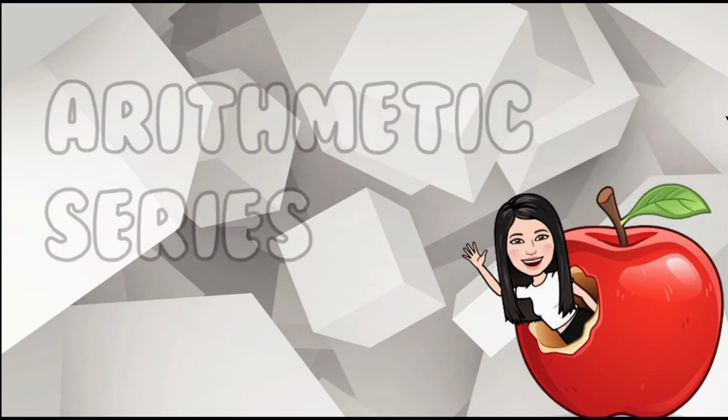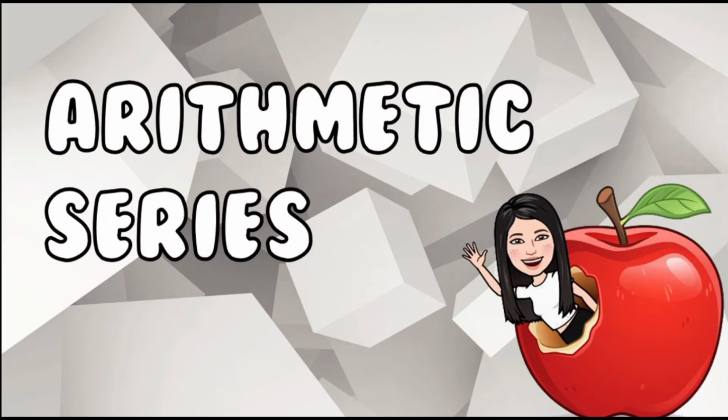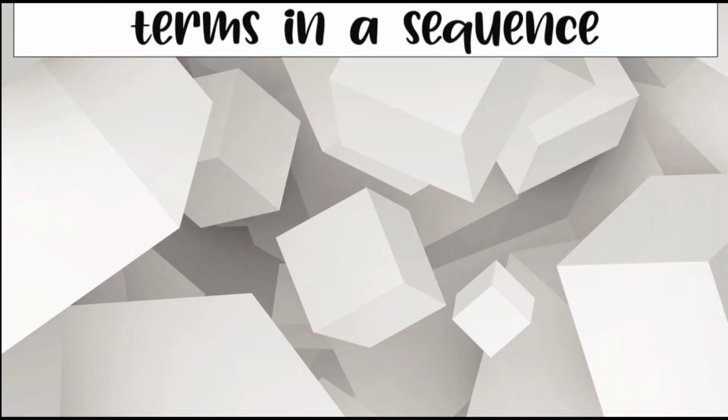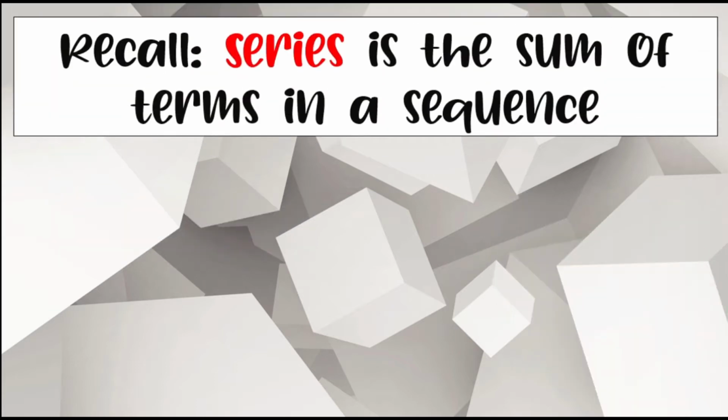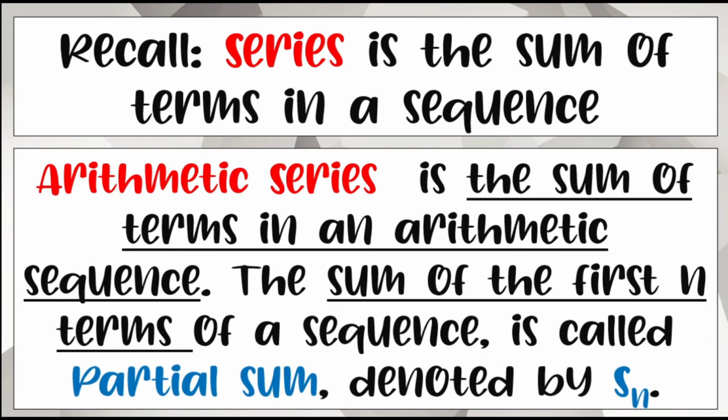In this lesson, we're going to discuss arithmetic series. Let's first define what a series is. It is the sum of the terms in a sequence. Therefore, we can say that an arithmetic series is the sum of the terms in an arithmetic sequence. The sum of the first n terms of a sequence is called the partial sum, and it is denoted by the variable s sub n.